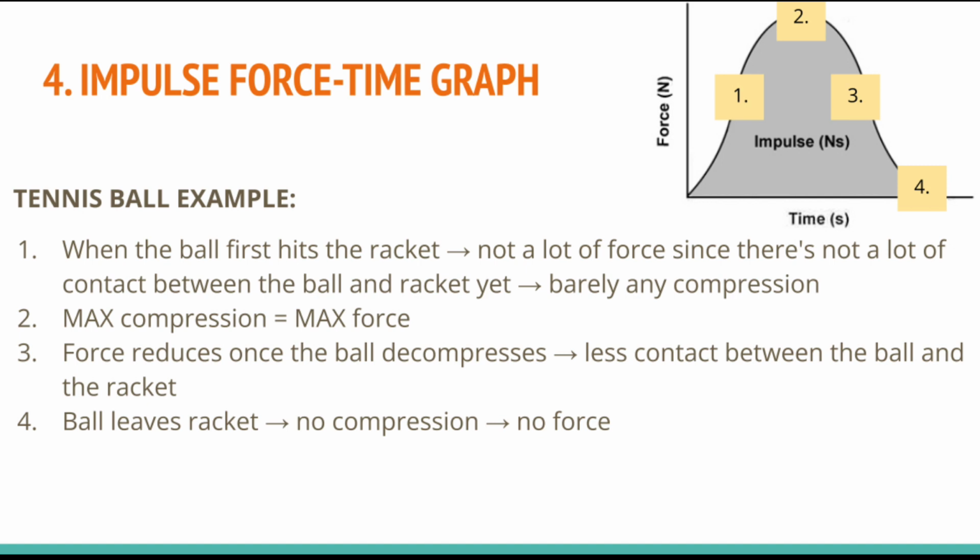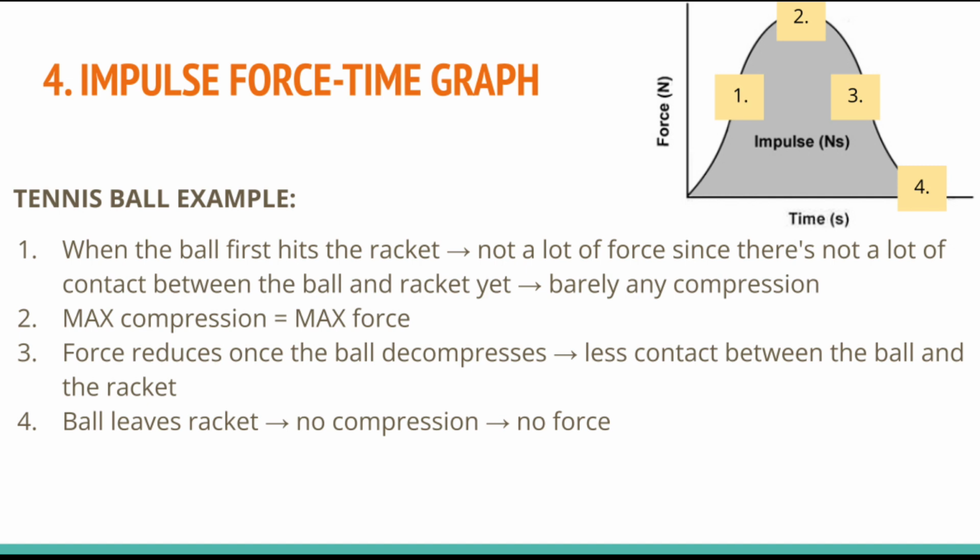So this is a tennis ball example, a tennis ball hitting a racket to be exact. As you can see in this graph, we have the time in seconds as the x-axis and force in newtons as the y-axis. And you can see that the area under the graph is impulse because remember, force times time is impulse.